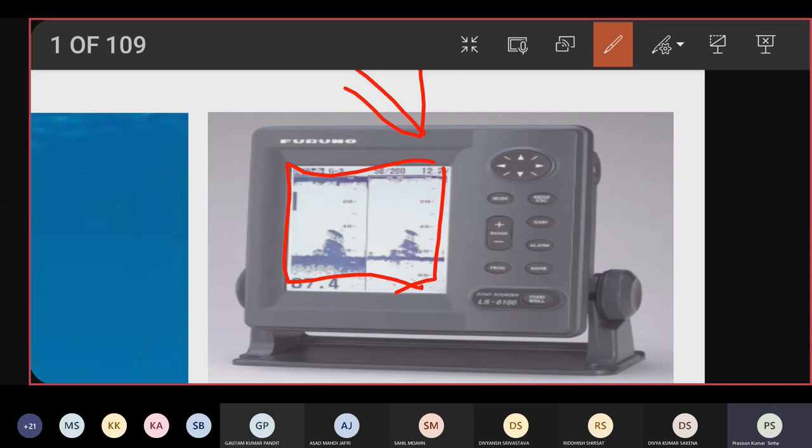यहीं से सिग्नल जनरेट होता है जो नीचे ट्रांसड्यूसर को जाता है. ट्रांसड्यूसर रिसीविंग ट्रांसड्यूसर से वापस आता है. And using that signal, the printing is done on screen.